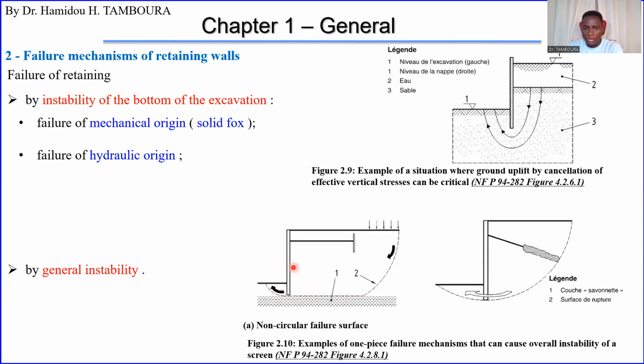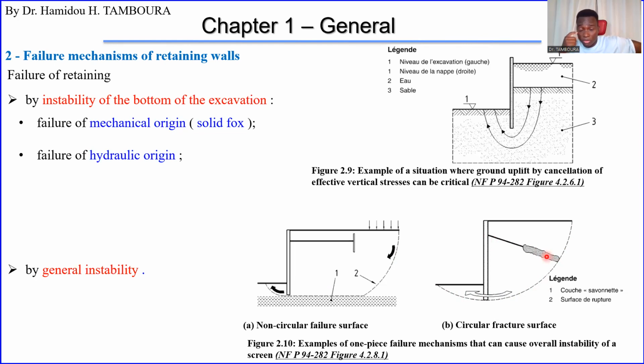As you can see, the wall is not penetrating in this part of the soil. So the failure is going like this, horizontally here and then like this. Second case is when we have a circular failure surface. Okay, so as you can see, everything is going away like this. So even the anchor didn't help.